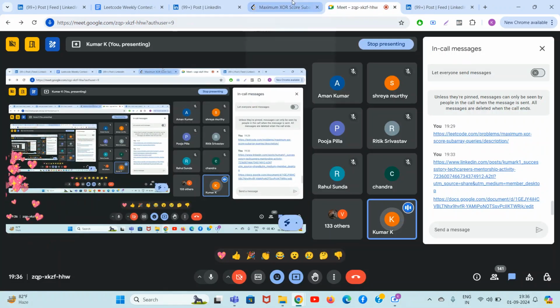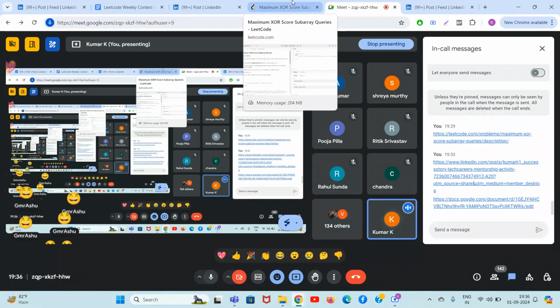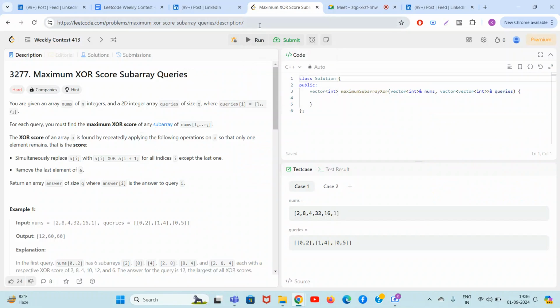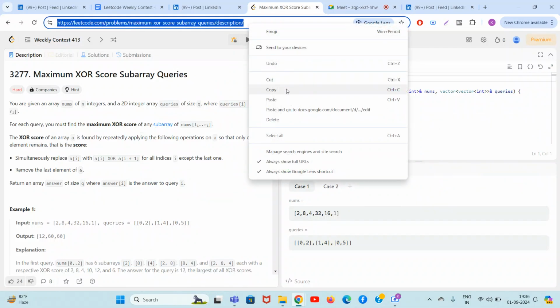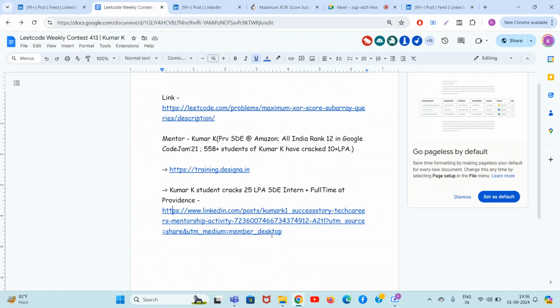So many people are asking me about this question, which is very important. It is the maximum XOR score subarray queries. I don't know the solution to this problem beforehand. First, we will try to clear the understanding of the problem. So, what is the problem telling us?